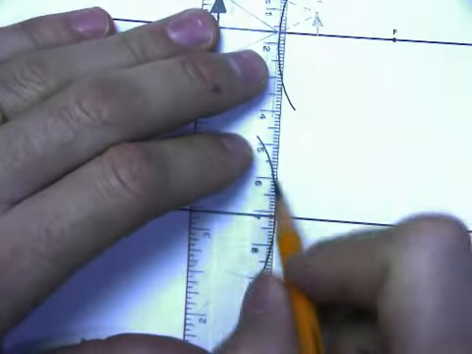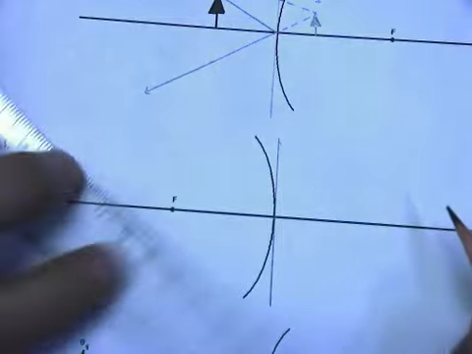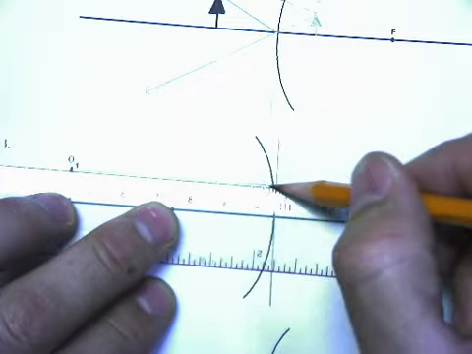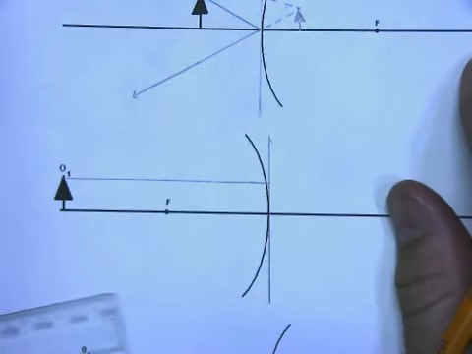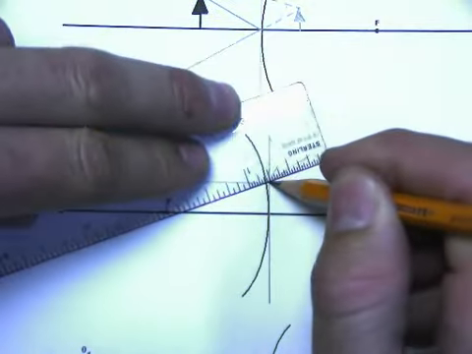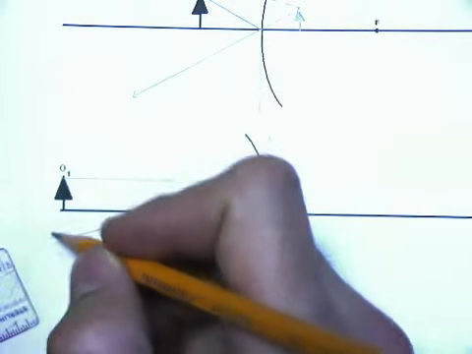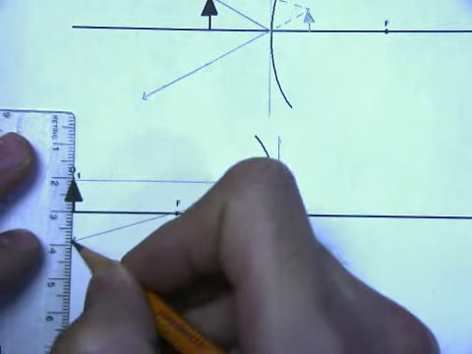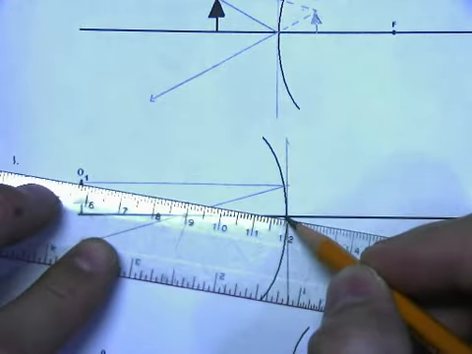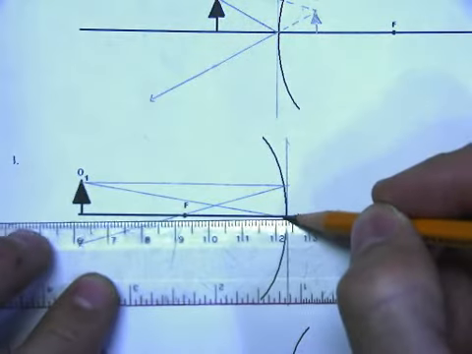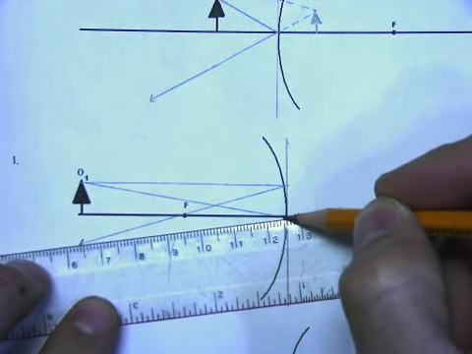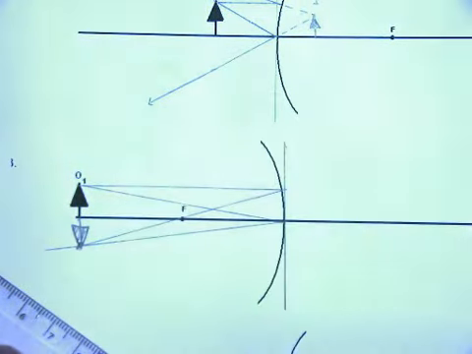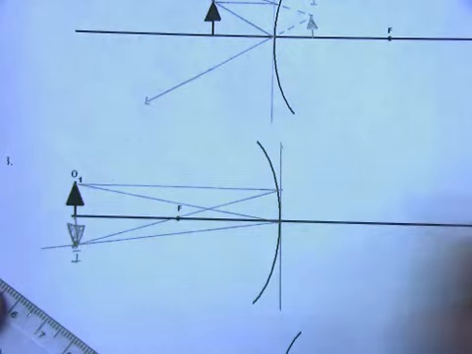Number 3. It comes in, it bounces off the focus. I measure 1 centimeter above, it's 1 centimeter below. So this guy should be right there. There's my image.